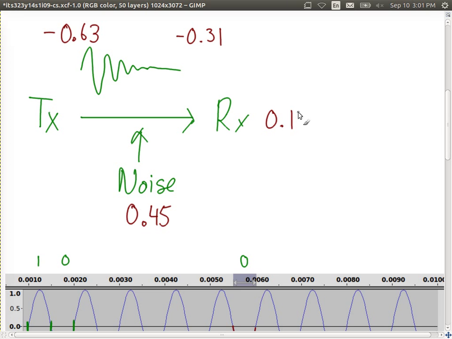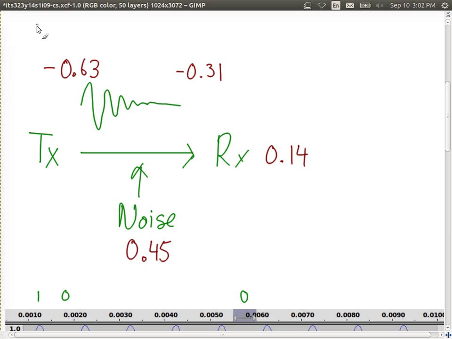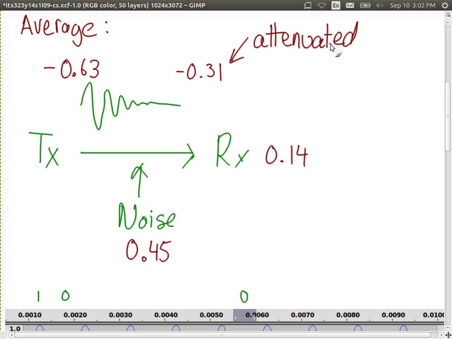Is it 0.14? Okay. These are all average values. This is the transmitted signal. This is the attenuated signal, that is transmitted divided by 2. This is the noise, the average value of the noise, just for that period that we're focusing on. And this is the received signal, attenuated plus noise. Minus 0.31 plus 0.45. Positive or negative, the received signal?